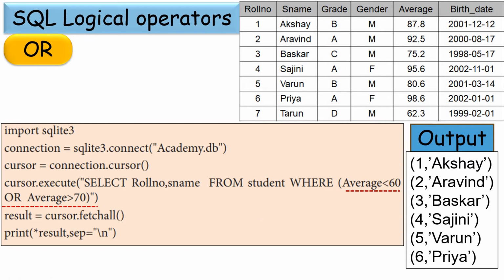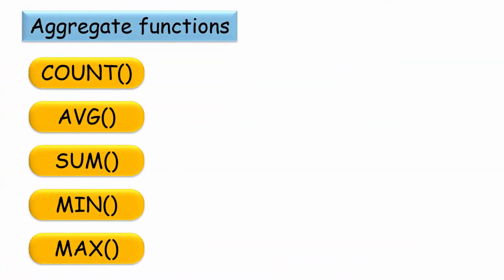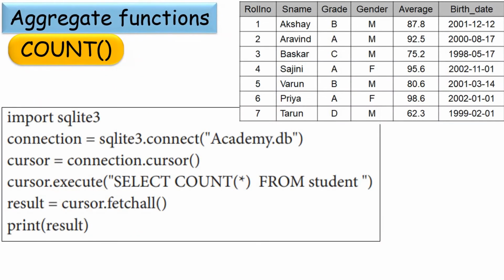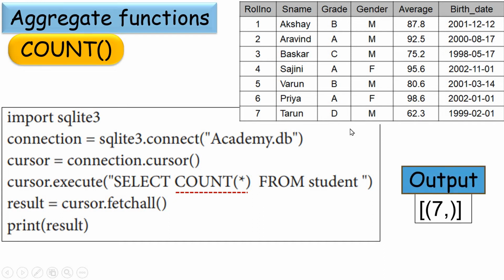Next, we will see examples for aggregate functions: count, average, sum, min, and max. First, the count function. Select count asterisk from student. Here, asterisk stands for all the records. The output of this example is 7, because there are 7 records in this table.